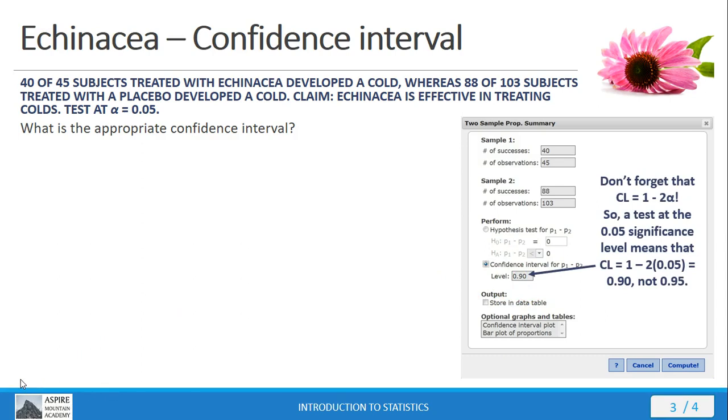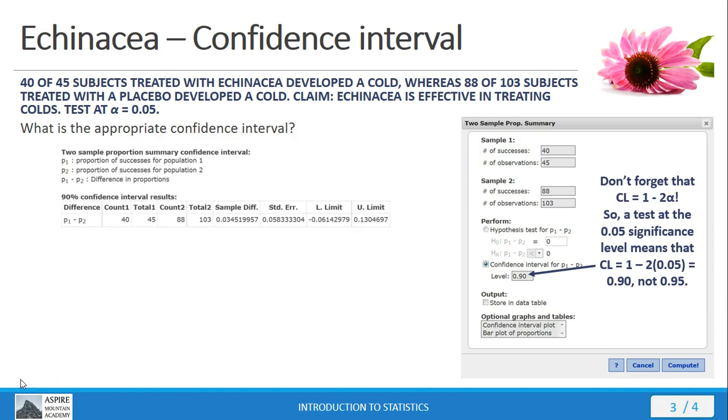and you can see that we're calculating 1 minus 2 alpha. Our alpha listed in the problem statement is 5%. So we're not going to use 95% for a confidence level. We're going to use 90%, 1 minus 2 alpha. Then in the results window, we get the upper and lower limits. They're on the end of our results, so we can just construct our confidence interval as we see here.